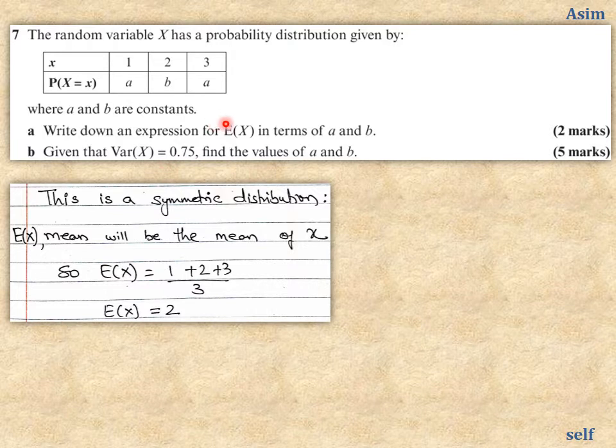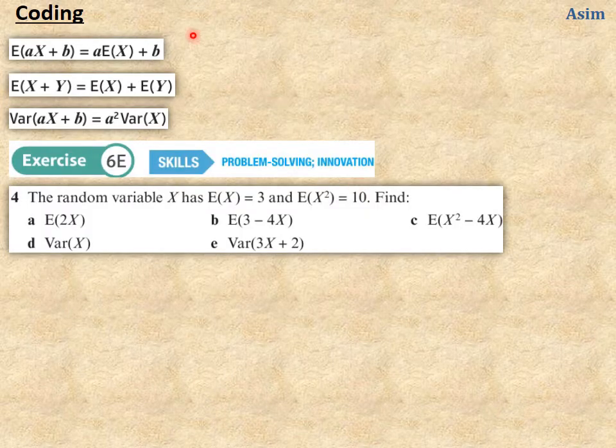Write down an expression for E of x in terms of a and b. Now you can write 1 into a plus 2 into b plus 3 into a, and that will be equal to 2. Then form another equation from the probabilities. You will have two equations with two unknowns, solve them simultaneously, and you get the answer. Try to do it on your own. Next.